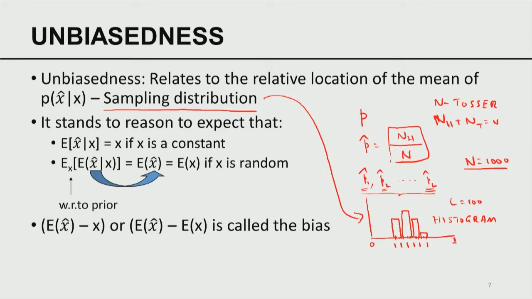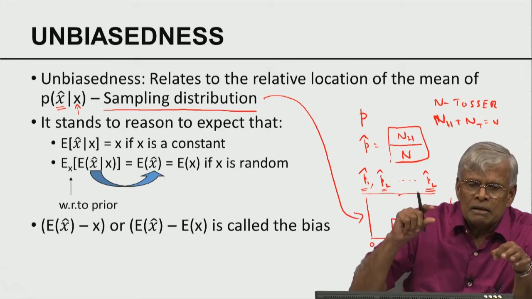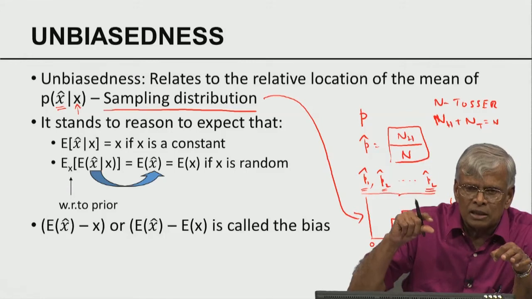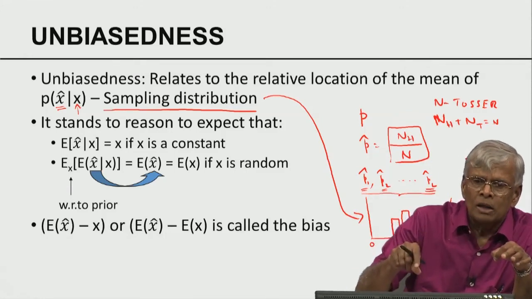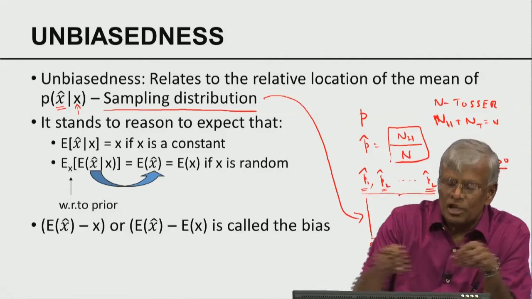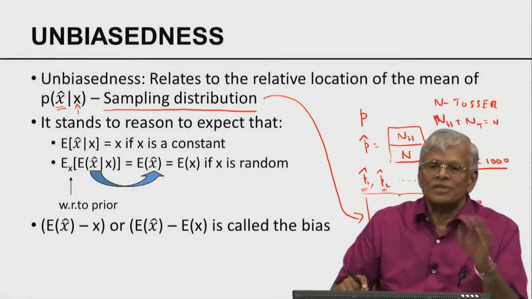So what is the sampling distribution? The distribution of the estimate conditioned on the fact that the unknown is X. In this case, the unknown X is P, and X hat is P hat. So even though the probability P that the coin falls head is fixed and unknown, its estimate varies. The estimate has a distribution, and that is what is called the sampling distribution.